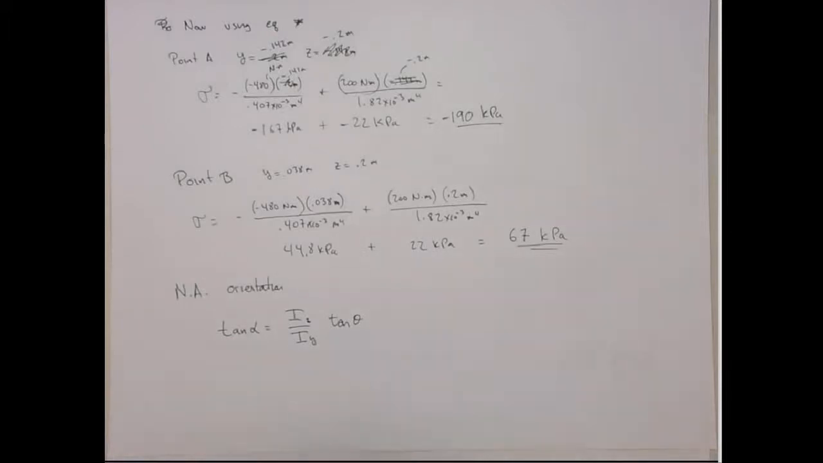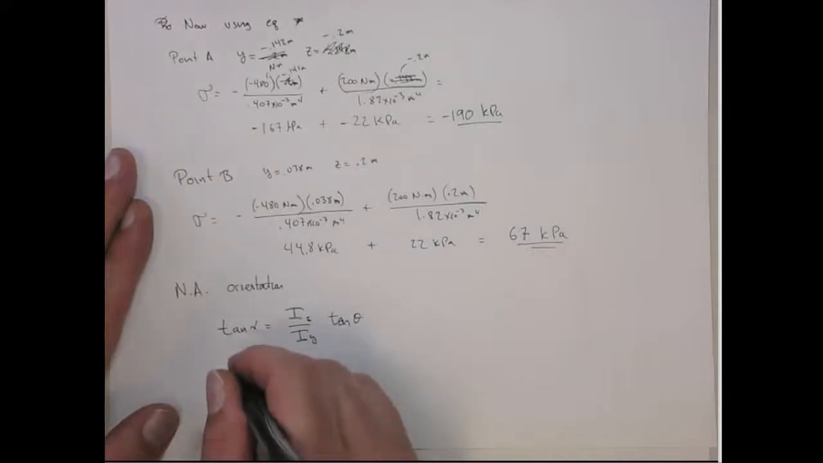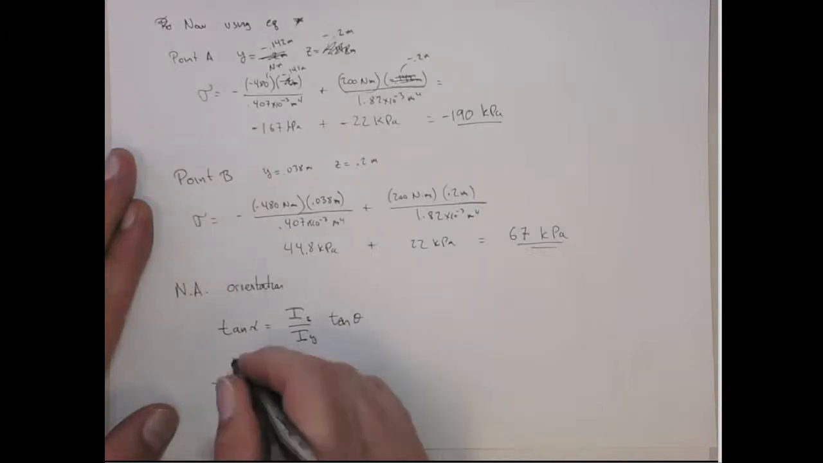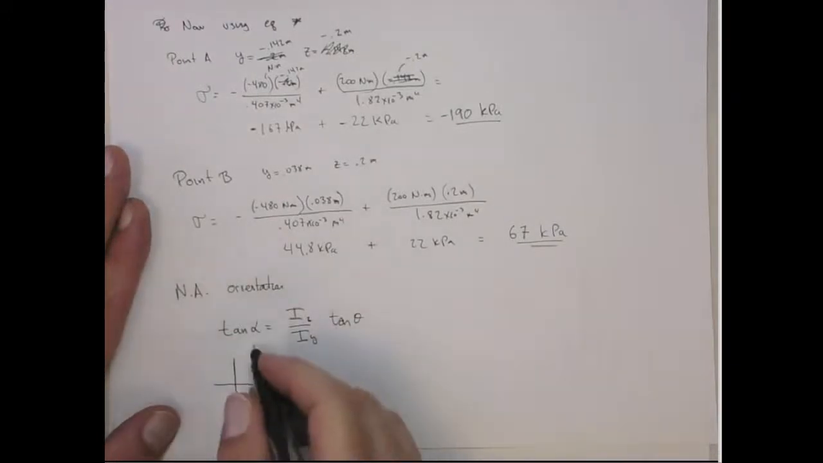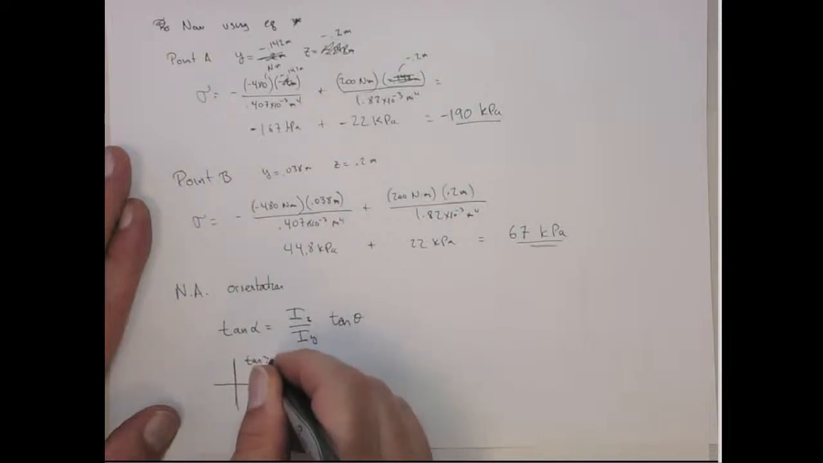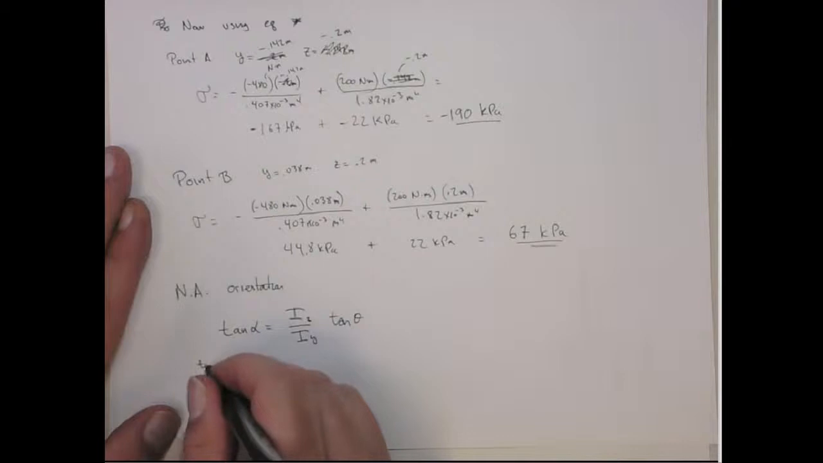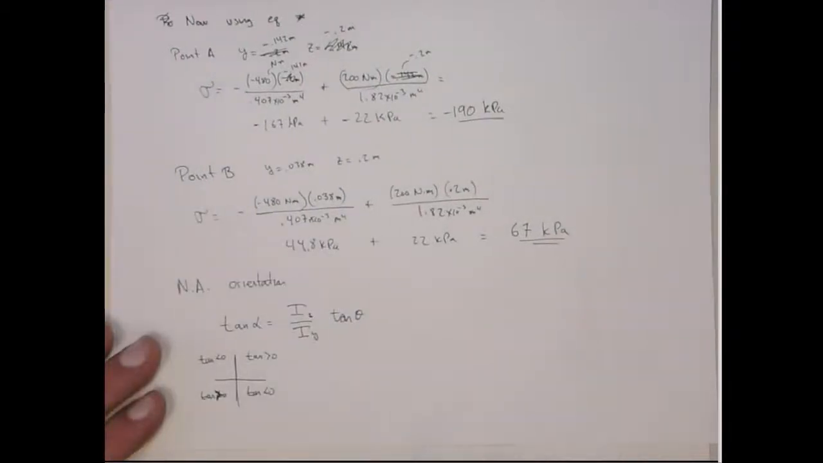Now I want to be a little careful about tan alpha. If you remember tan alpha, there's a little bit of a quadrant issue with the tangent function, right? Tangent is the rise over the run. So here the tangent is greater than 0. Here the tangent is less than 0. Here the tangent is greater than 0, and in this quadrant the tangent is less than 0. So you have this sort of non-uniqueness with the tangent function. So we have to be careful about that when we do these.